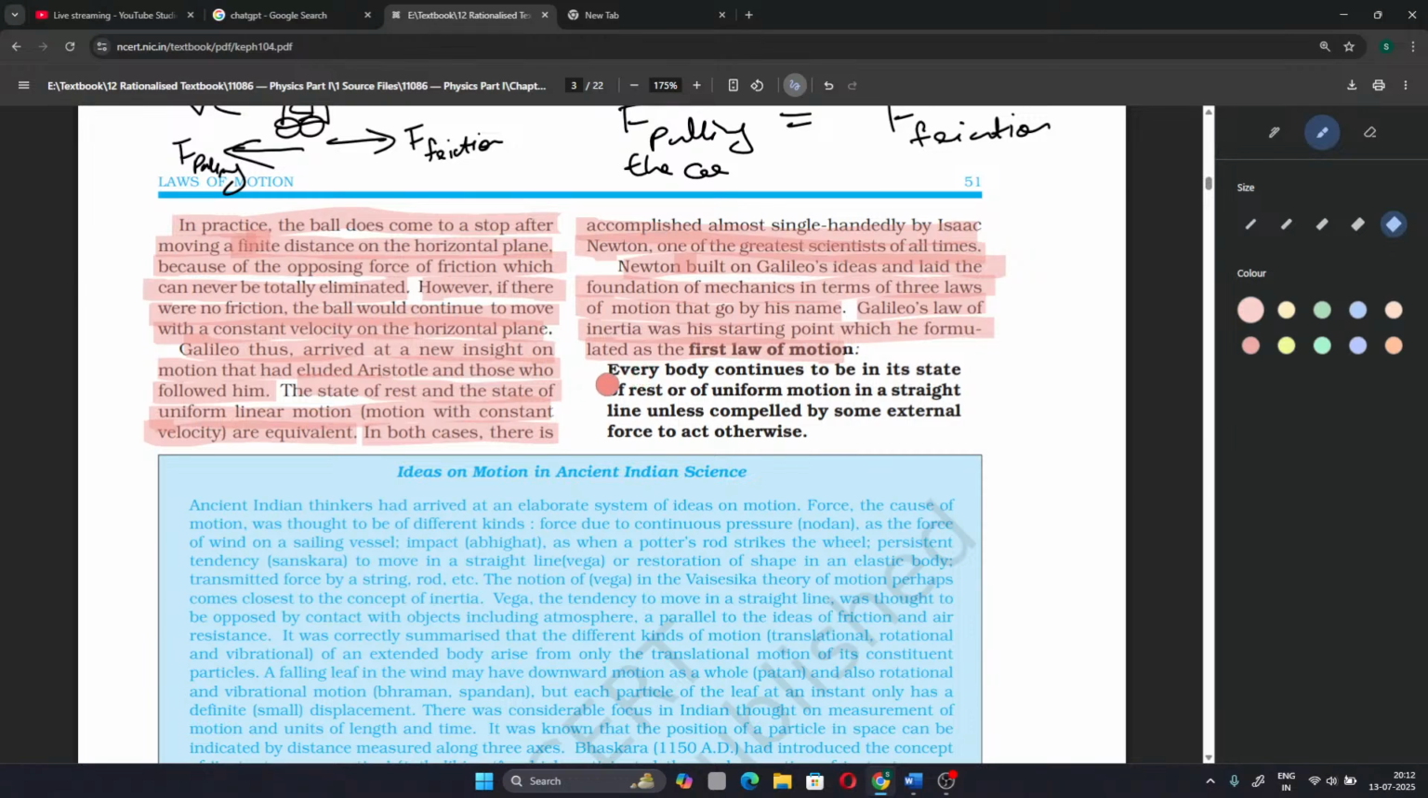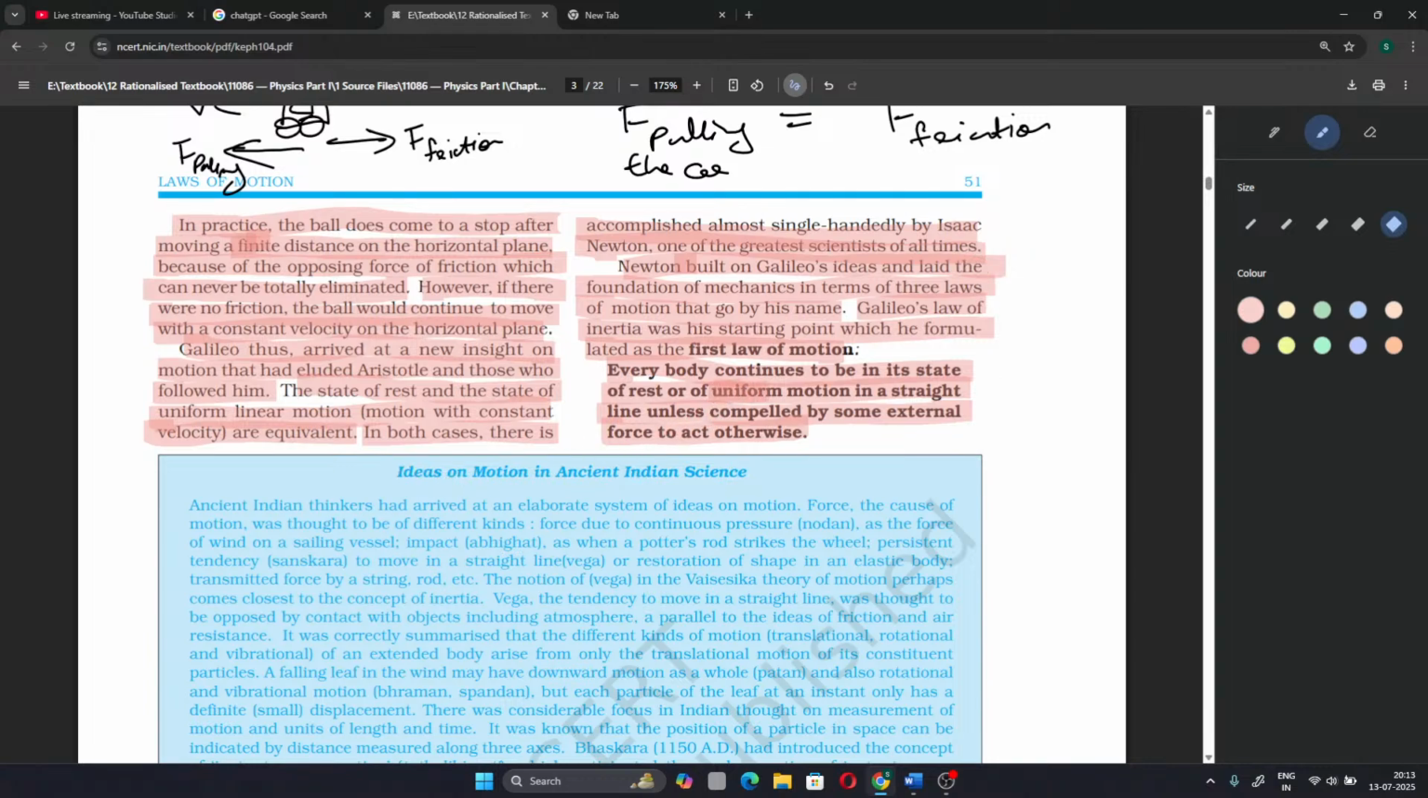And the first law states that every body continues to be in its state of rest or of uniform motion in a straight line unless compelled by some external force to act otherwise. Let's read the statement again. This is Newton's first law of motion. Every body, every object, continues to be in a state of rest or in a state of uniform motion.